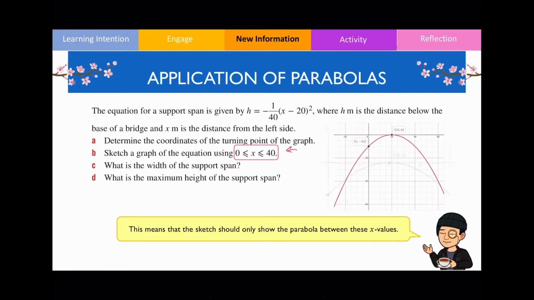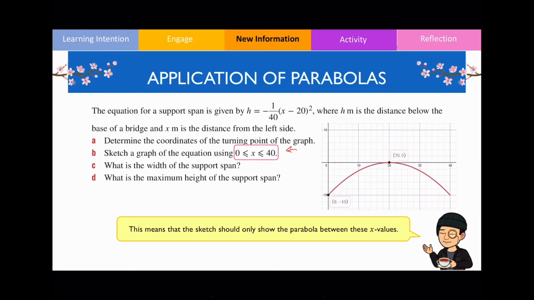Hence, if I also draw it, then this is what my graph here would look like. Notice over here, I'm not drawing beyond 0, and I'm not drawing beyond 40 as well. So that's how you should be drawing it if they were giving you a domain.